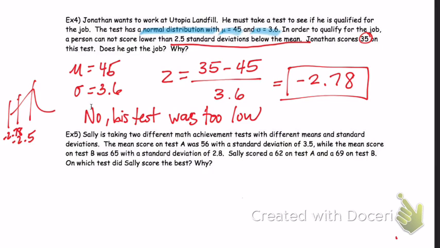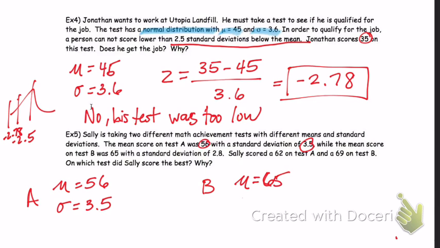Okay, number 5, it says Sally's taking 2 different math achievement tests. So test A has an average of 56 and a standard deviation of 3.5, so that's test A. And test B has an average of 65 and a standard deviation of 2.8. So I have 2 tests, A and B. Sally scored a 62 on test A, and a 69 on B.